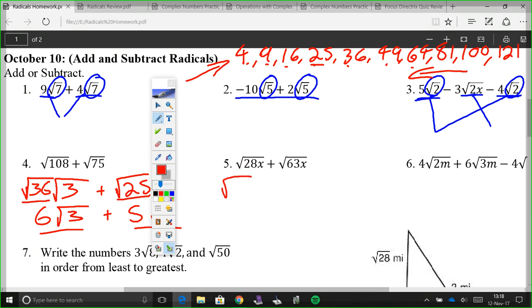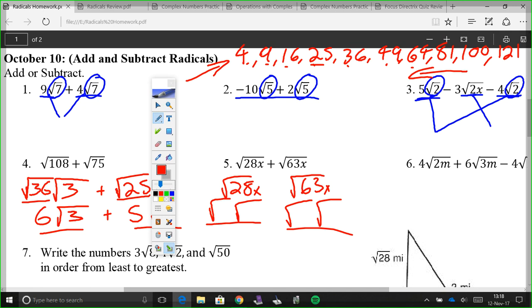You know, break up your 28 into two numbers, and simplify that. Make sure you don't forget the x, and do the same thing with the 63 here. Try to break that up into two numbers as well. Just like number 4 did, you'll see that once these are simplified, you'll be able to combine them.